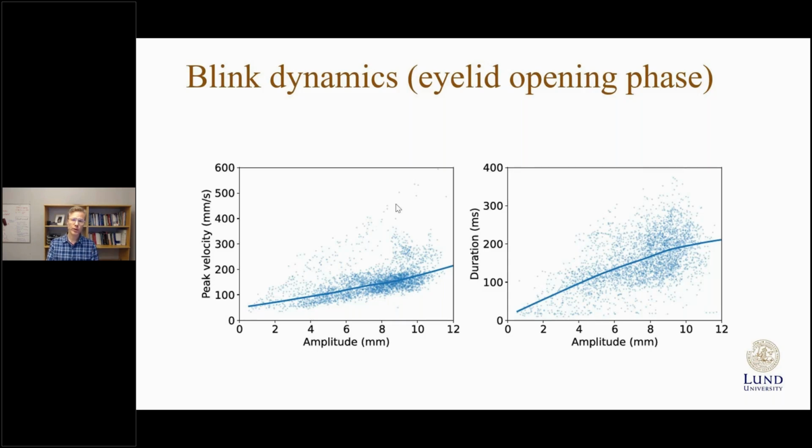So if I return to the research questions I asked in the beginning, does it matter if you use pupil size blinks or eye openness blinks?